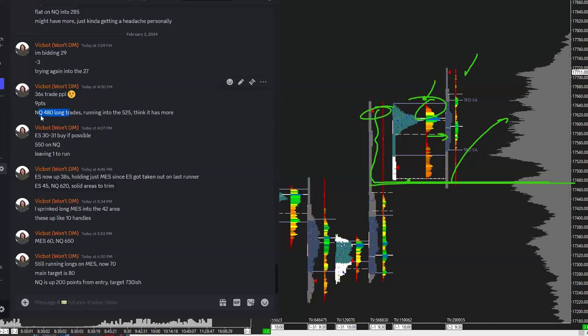NQ long. Took a little stop on the ES, but NQ long 480, right? That's it. And that's it. NQ up 200 points, target 730-ish.